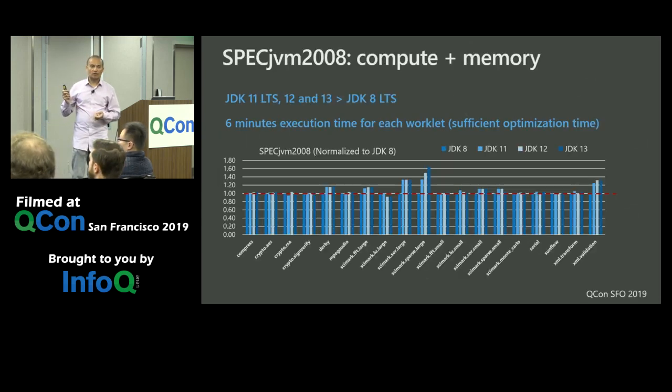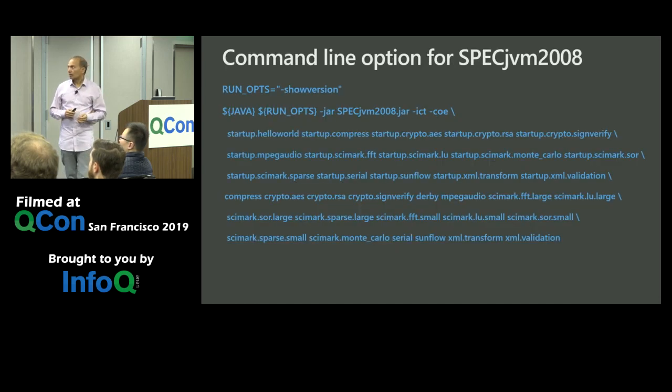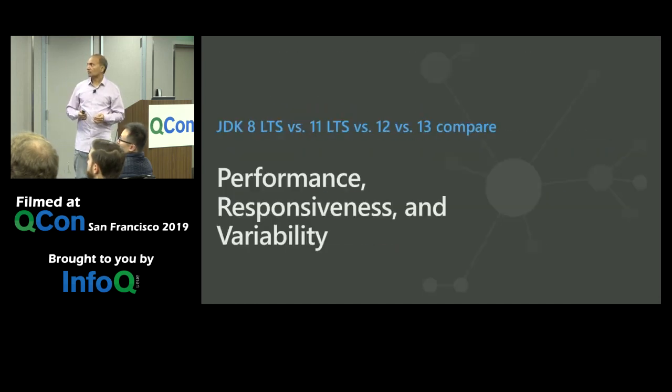SPECjvm2008 has almost 13 or 14 components, and we looked at JDK 8 to 11 and even up to 13. There's almost no case where the performance goes down; it's improvement only. So by default, if you just move from 8 to 11 to 12 or 13, other than very rare cases, you should see an improvement just by default. That's just the parameter I put for the slides.